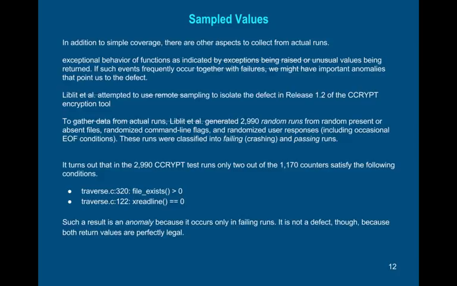These runs were classified into failing or crashing runs and passing runs. The results came out that in the 2,990 test runs, only 2 out of 1,170 counters satisfy the following conditions: the traverse of the file exists and the traverse of xreadline. Such a result is an anomaly because it occurs only in failing runs, yet it is not a defect, because both return values are perfectly legal.